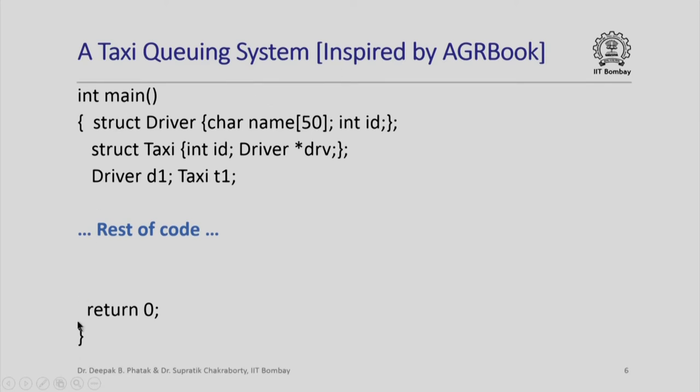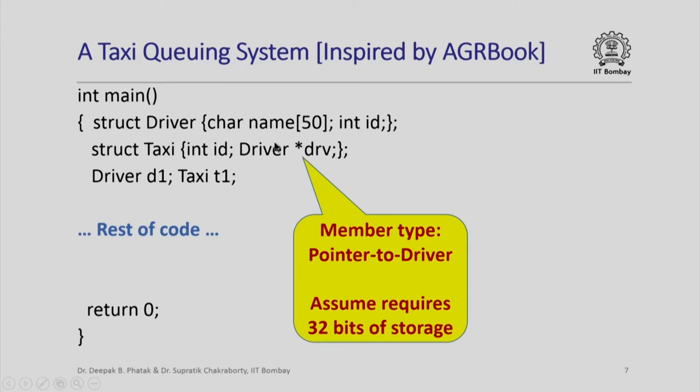So here I have shown a skeleton of the main function of the taxi queuing system program, where two structures have been defined. The structure driver has a member name, which is a character array of size 50, and it also has a member ID, which is of type integer. The structure taxi has a member ID of type integer, and it has a member DRV, which is a pointer to the structure type driver. So, the type of the member here is a pointer to a driver.